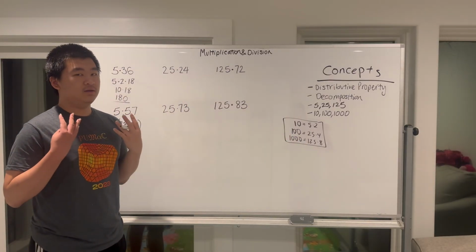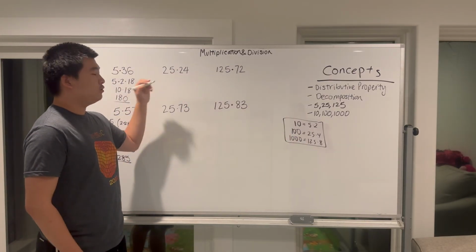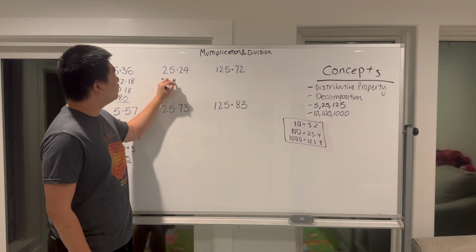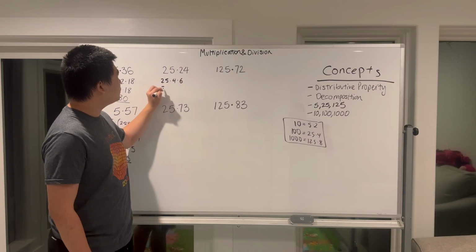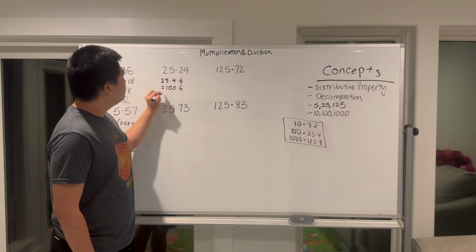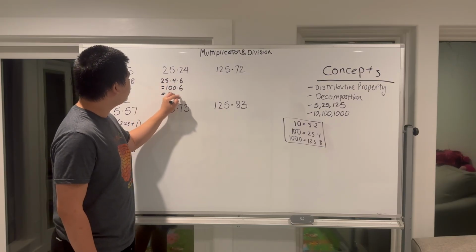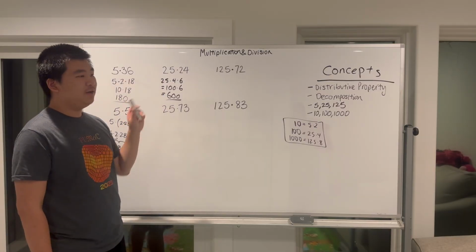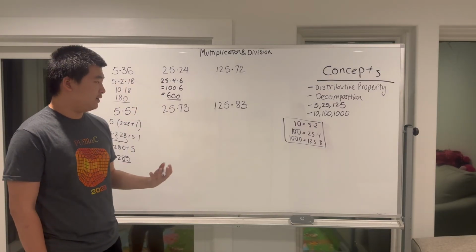It's going to come from the 24. So 24 is 4 times 6. So it's going to be 25 times 4 times 6 equals 100 times 6, which is simply 600. Very quick and easy, once you recognize that this 25 is pretty much 100, just hidden.